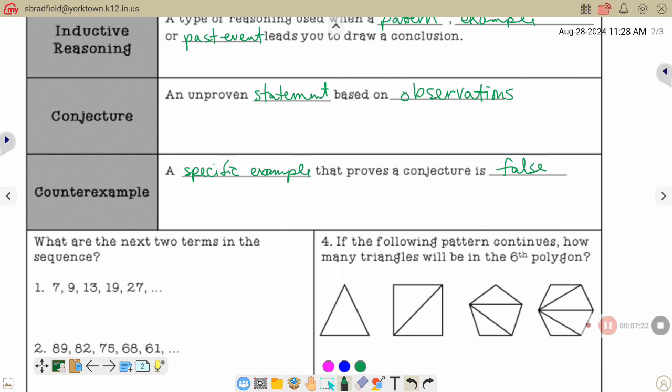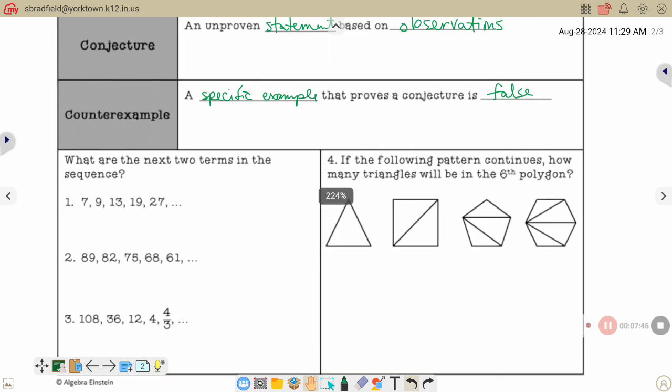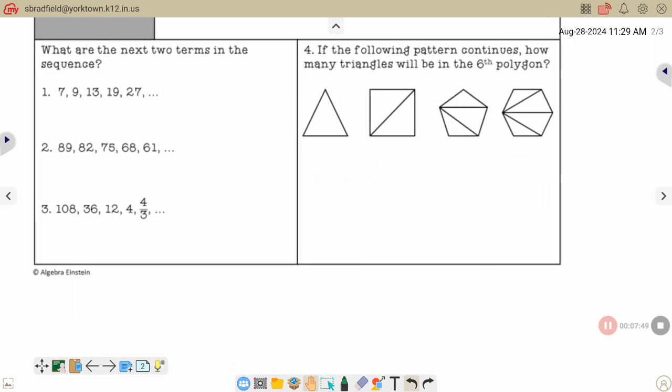So I might make a statement about something and say, well, this is what I think is going to happen. If you can give me one example of it not happening, then that is a counterexample, and you can say, well, that's great, Ms. Bradfield, but you're wrong because this happened. This can happen. And then you have proven that my statement is false. That's how we disprove a conjecture that comes from inductive reasoning: by giving a counterexample.